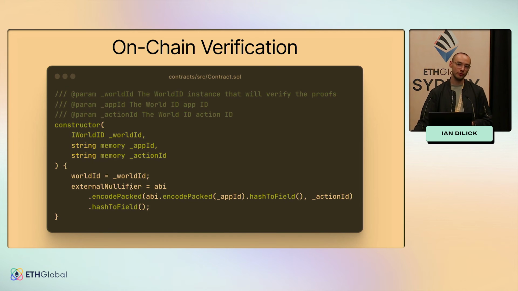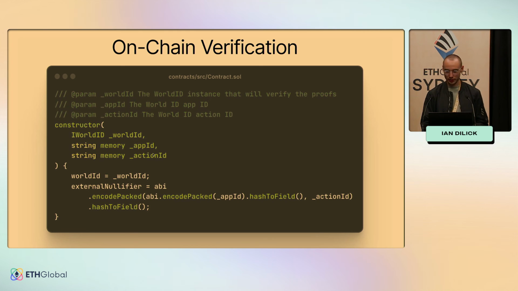Now, for on-chain proof verification, it's slightly more complex, as most things on-chain are, unfortunately. But we do have templates for this, as well as all of the other integrations I'm showing here. So for on-chain verification, first we have our constructor. The World ID value here is the address of the World ID router contract. This information is available in our docs. And that router contract is what you call the verify proof function on. We have this router contract so that when we deploy new contracts or add new credential types in the future, you don't have to change what contract address you're interacting with.